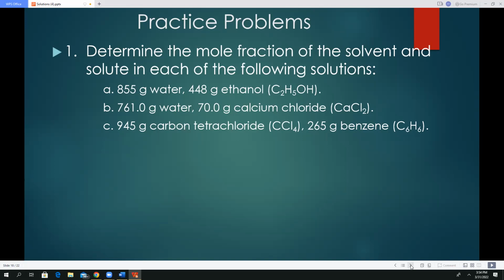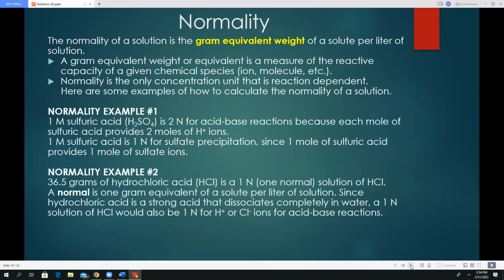Normality. Oh, Lord. Yes, as if molarity and molality weren't enough, now we have normality and formality. So what is the difference? The normality of a solution is the gram equivalent weight of a solute per liter of solution. So what is the gram equivalent weight? Basically, it's the reactive capacity.